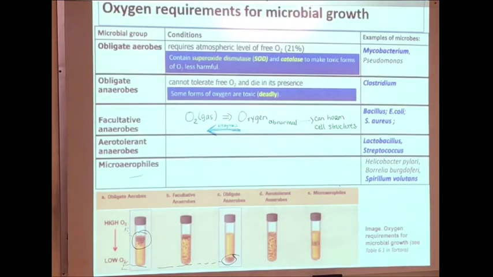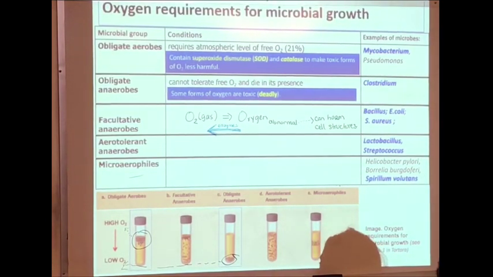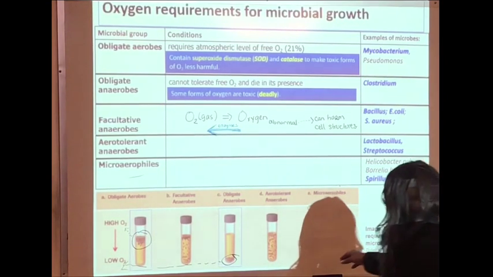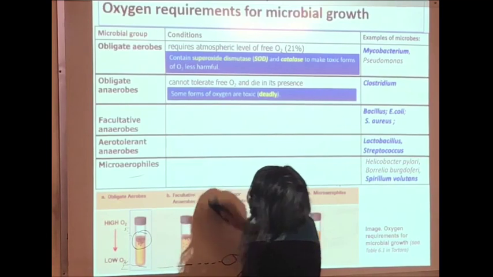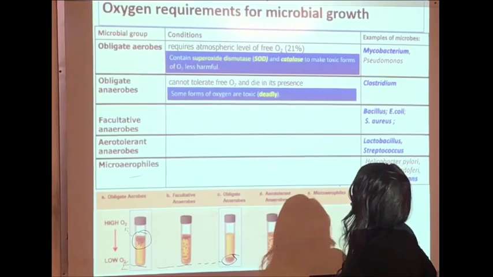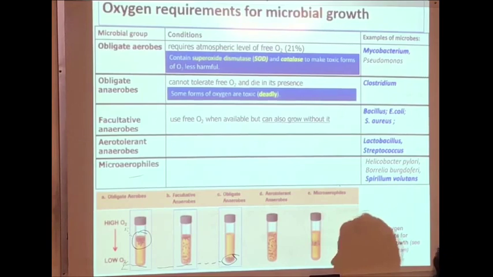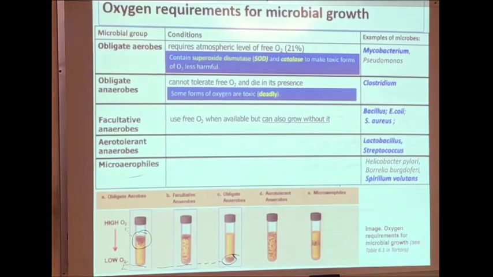And when we talk about metabolism and growth later on, we'll talk about the requirement for oxygen in a little more detail. Your facultative anaerobes are present here, and they include many of our familiar organisms in the lab. These organisms can use free oxygen, but they can also grow without it. And your aerotolerant anaerobes never use free oxygen and are indifferent to it.